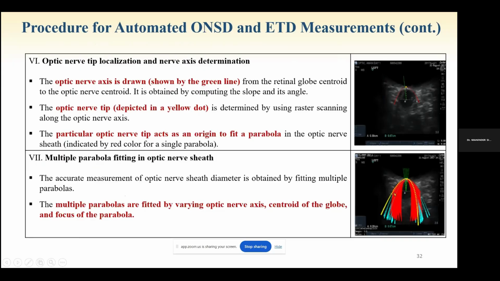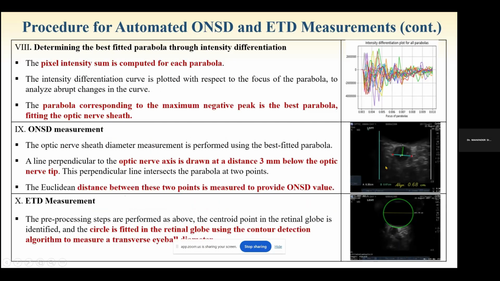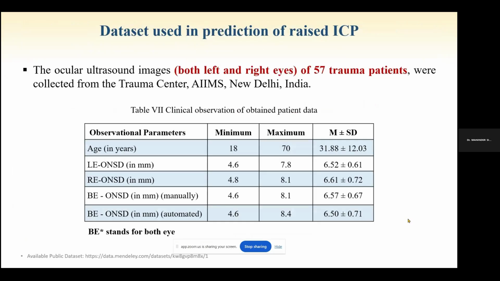From this, through Euclidean distance, we get two points pointed out, and then 3 mm below we find the optic nerve sheath diameter range. Moreover, another parameter was the eyeball transmitter. We used circle fitting to get that particular area, keeping in mind this region should not exceed this limit. So we obtain this measurement also.